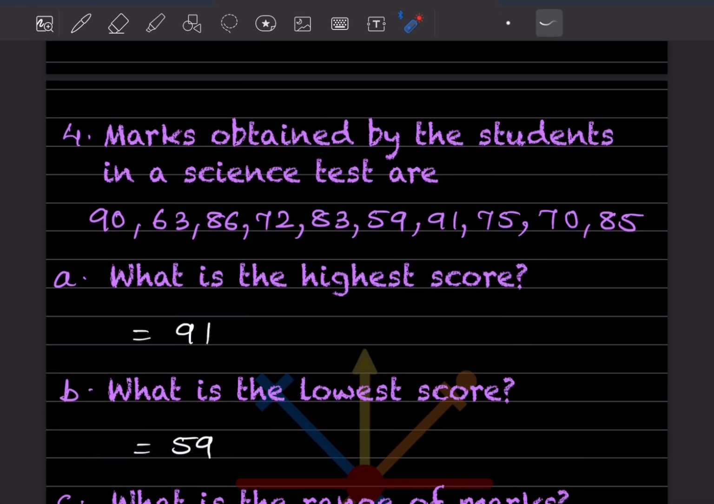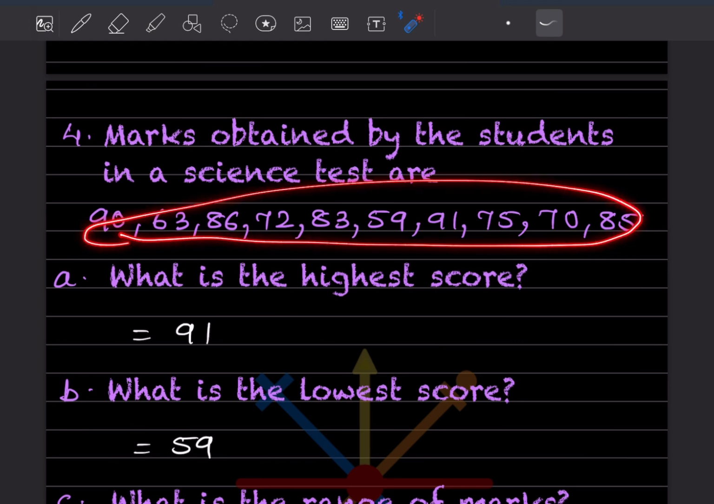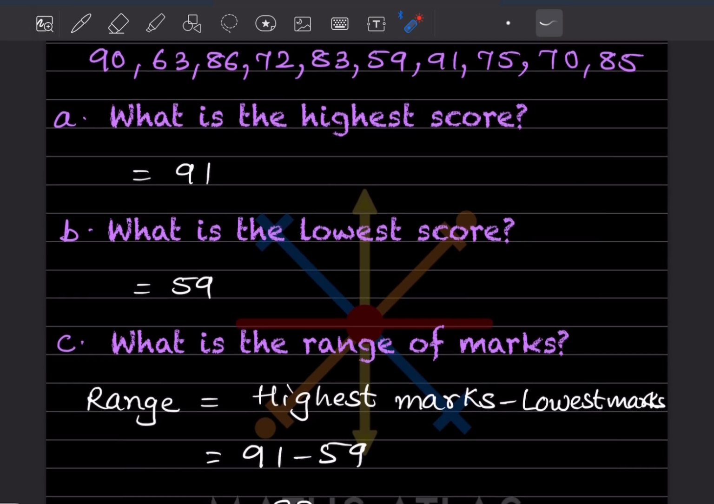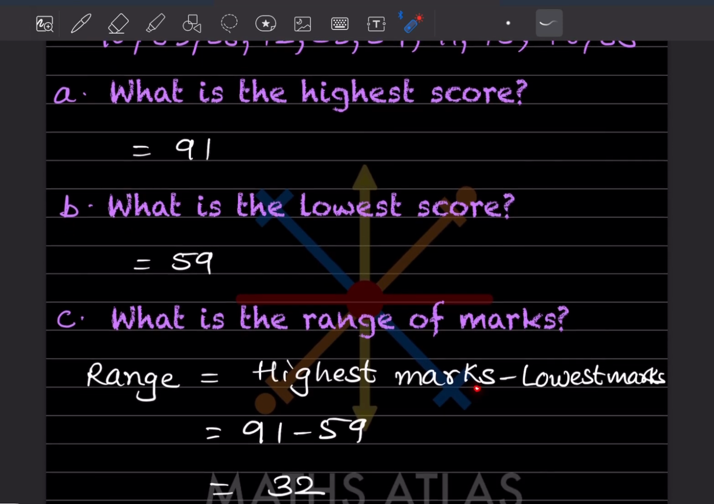Marks obtained by the students in a science test are these. What is the highest score? So we can see the biggest number, that is 91. So the highest score is 91. What is the lowest score? The smallest number is 59. Range of marks: the highest score minus the lowest score. So 91 minus 59. So that is going to be 32.